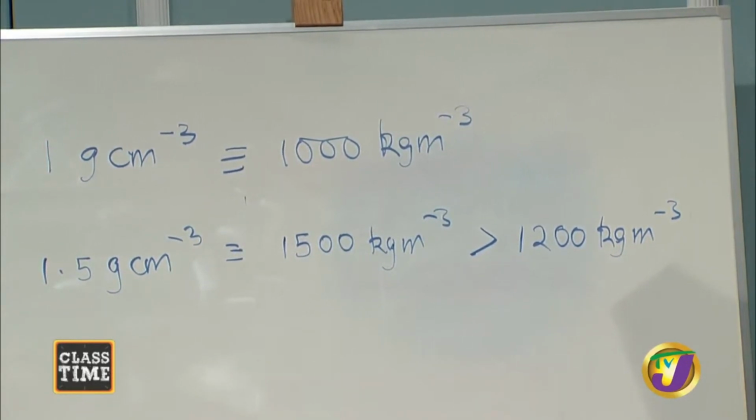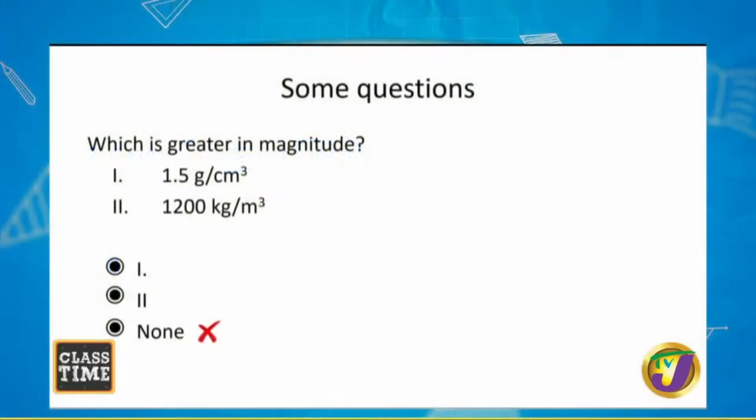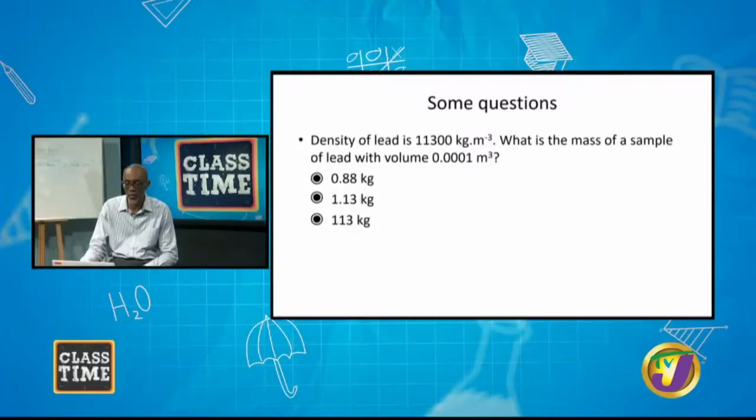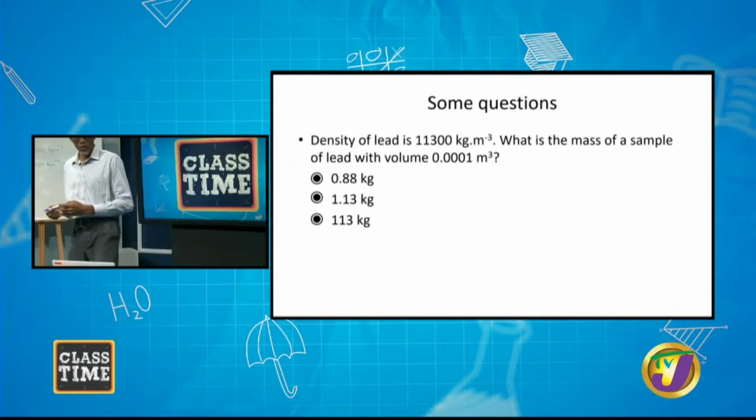All right? Hooray. We're good. So the last one, I will go through this very, very quickly. The density of lead is 11,300 kilogram per meter cube. What is the mass of a sample of lead with that volume?